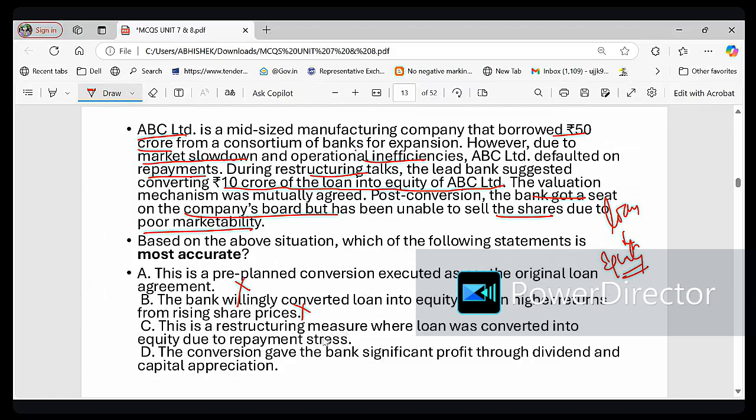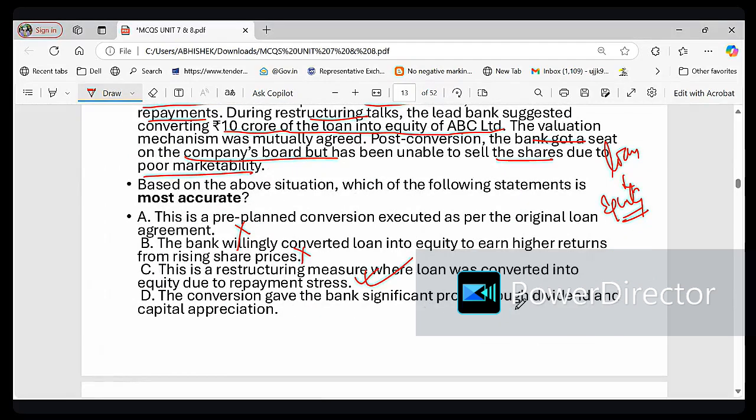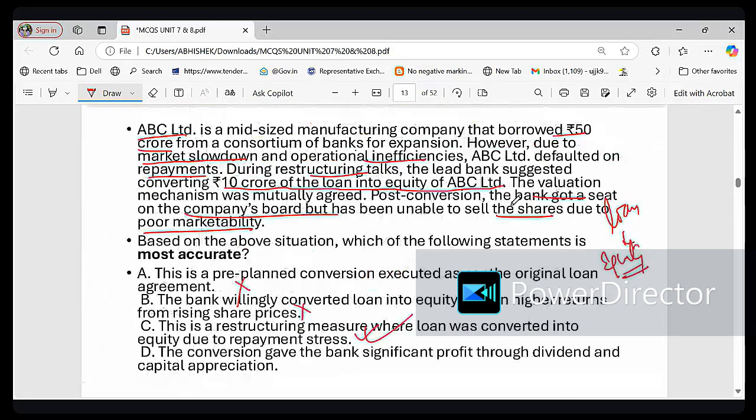Option C suggests that the conversion was a process of restructuring. Yes, this is the correct answer. This conversion of loan into equity was done for restructuring. Option C is the correct answer. And option D, the conversion gave the bank significant profit through dividend. That is also incorrect, because the share did not sell well. It is clearly written that the bank was not able to sell the share because of poor marketability. So the bank got zero return. They got only a seat on the board. That is why option C is the correct answer to this question.